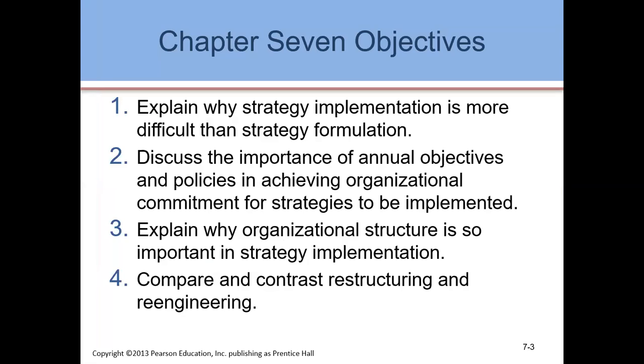Let's go through the chapter 7 objectives. Chapter 7 is going to talk about, number 1, explain why strategy implementation is more difficult than strategy formulation. Number 2, discuss the importance of annual objectives and policies in achieving organizational commitment for strategies to be implemented. Number 3, explain why organizational structure is so important in strategy implementation. Number 4, compare and contrast restructuring and re-engineering.